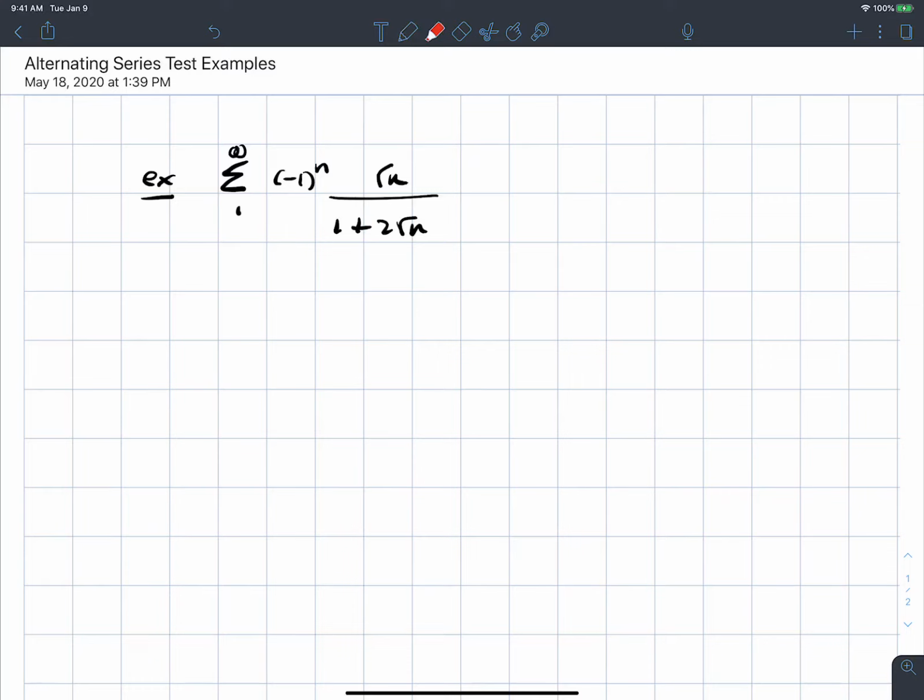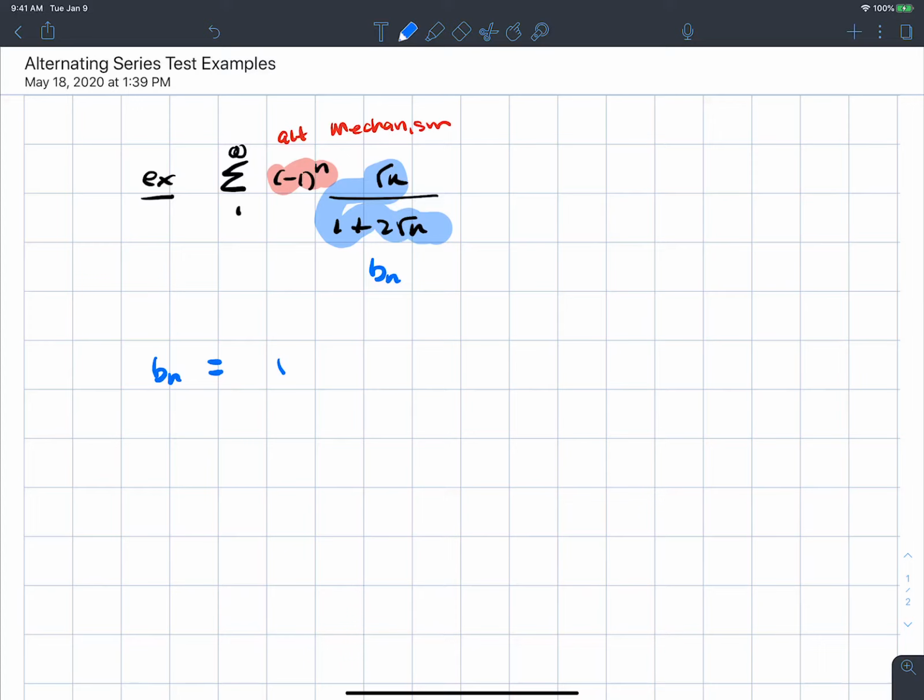Now remember, we talked about this portion here. This is our alternating mechanism, right? So we're going to call that the alternating mechanism. And then our Bn portion is right here. And here's that Bn. So Bn here is what we're going to have to take a closer look at.